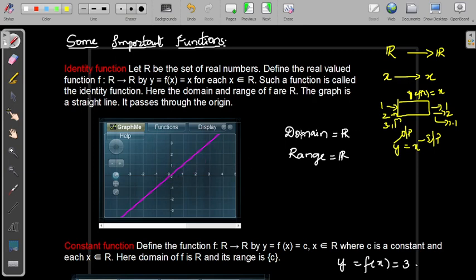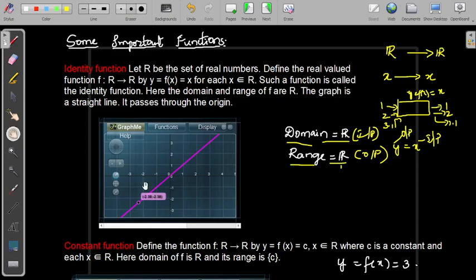So the domain of the identity function is the set of all real numbers. Domain means all possible inputs. Range means all possible outputs for the given function. They are nothing but the same as input. Therefore, range is also R. Domain, range. Then the graph of an identity function is a straight line which passes through the origin.